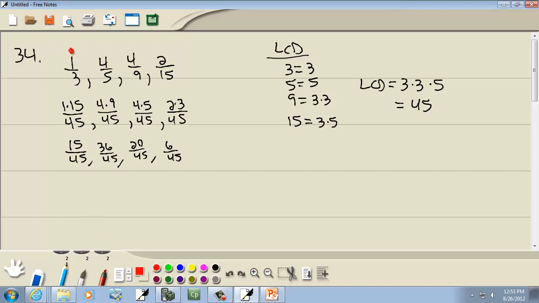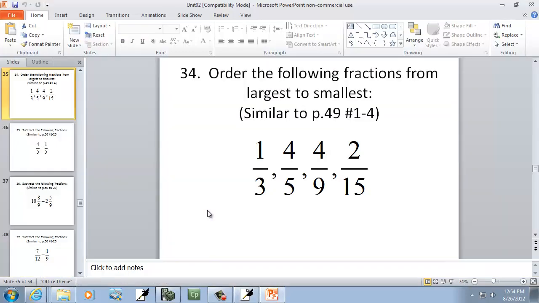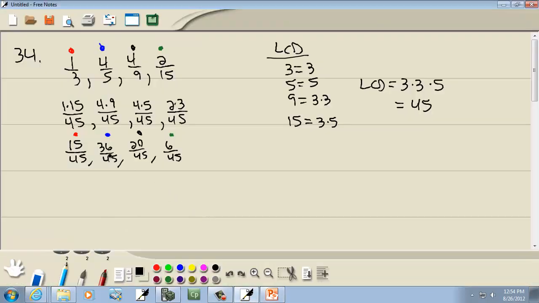Now again, keep in mind this one right here matches up with this one. This one matches up with this one. This one matches up with this one. And this one matches up with this one. Now, they want them from largest to smallest. Well, if they all have the same denominator, the largest number on top is our largest one. So 36 over 45. Then our next one would be 20 over 45. Then 15 over 45. And then 6 over 45.